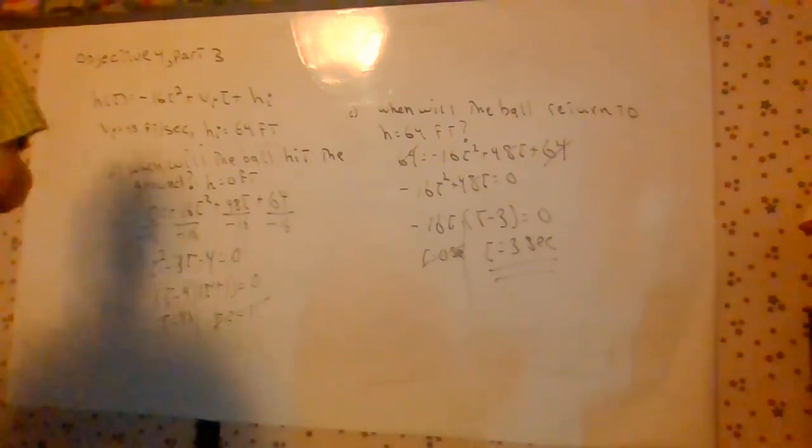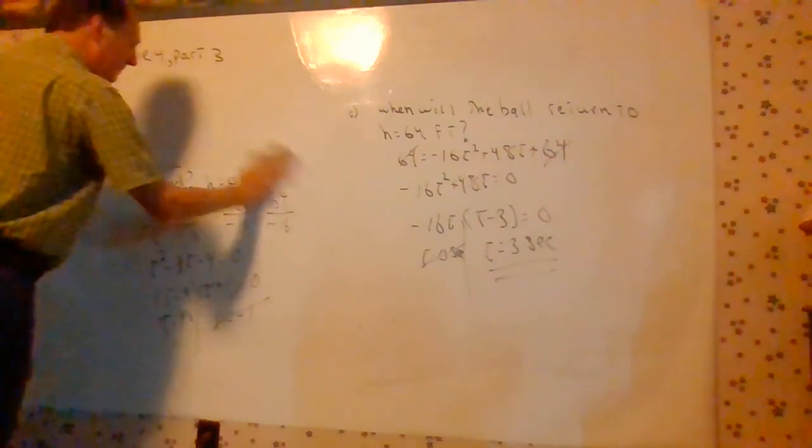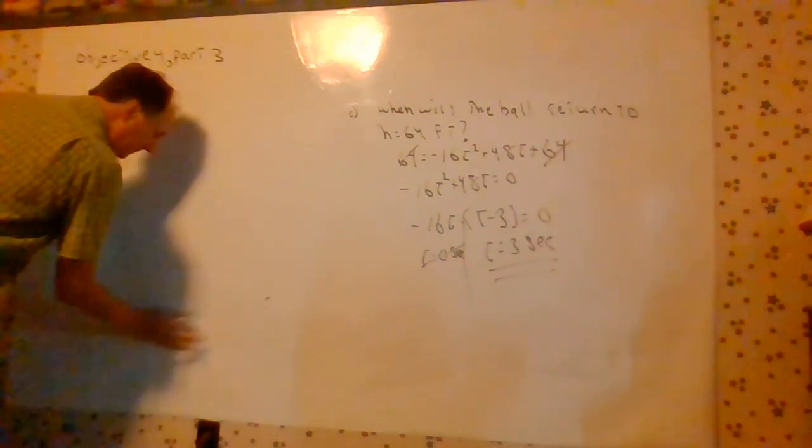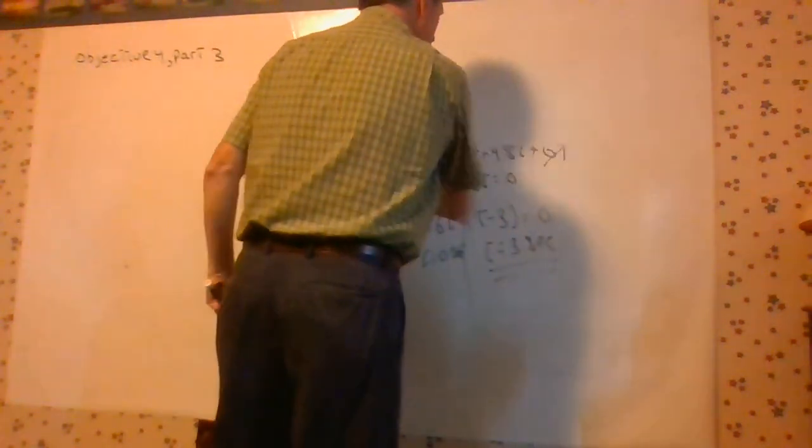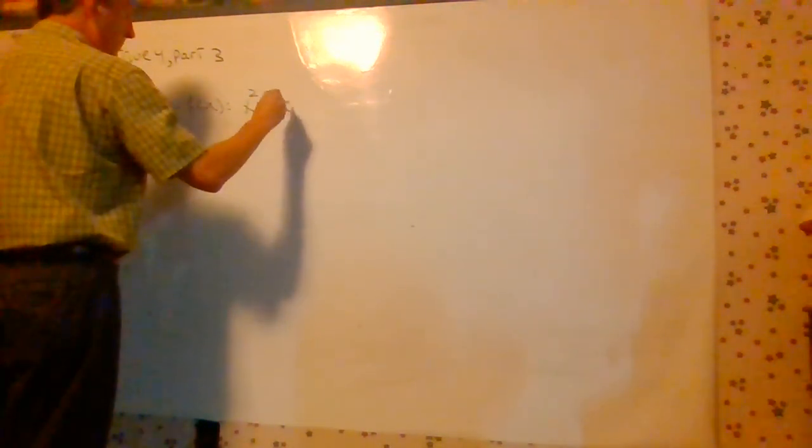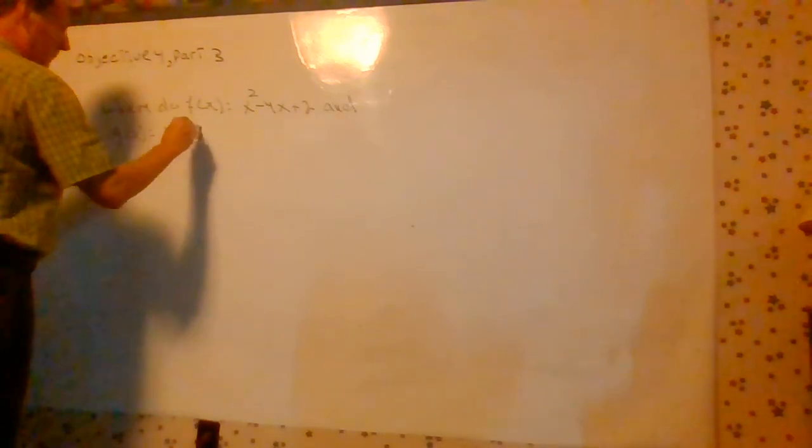Okay, that's one problem. We have one more problem to clean up at the end, and that is: where do these two functions intersect? f of x equals x squared minus 4x plus 2, and g of x equals x plus 8.